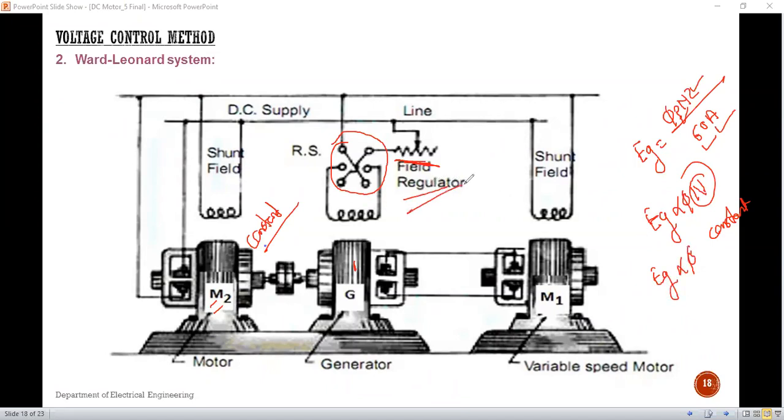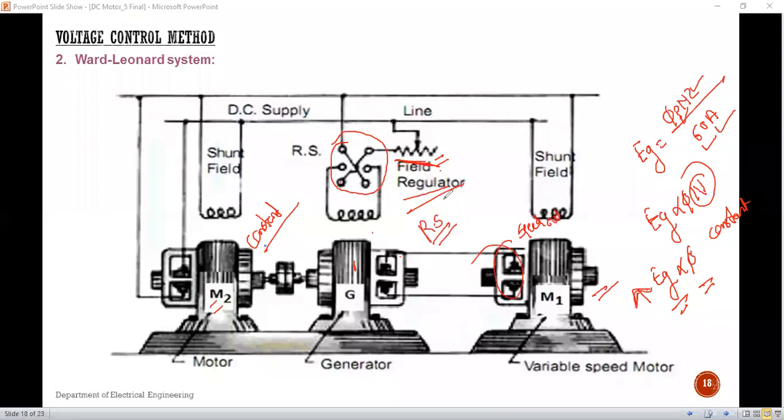By varying the field regulator of the generator, the flux will vary, right? And if the flux varies, the induced voltage will vary, and this induced voltage we are applying to this motor, so automatically the speed of the motor will vary. So indirectly, by varying the field regulator, we are varying the speed of the motor M1. And what is the use of the reversing switch?